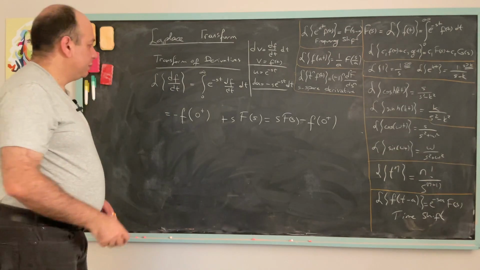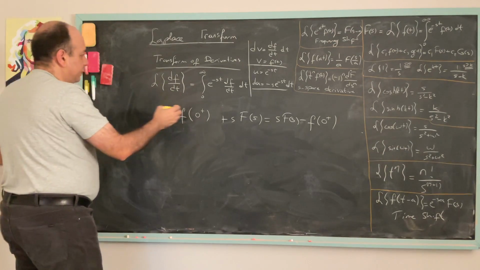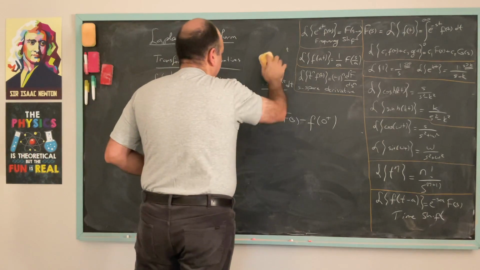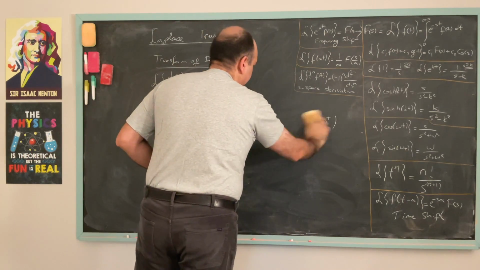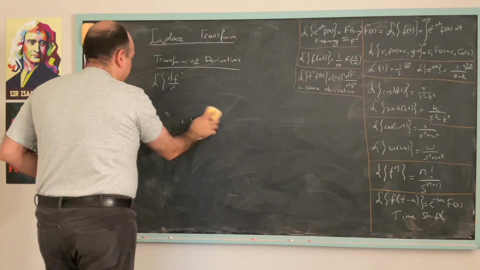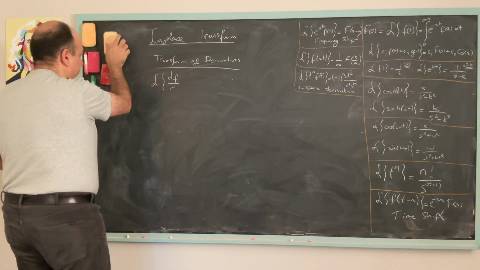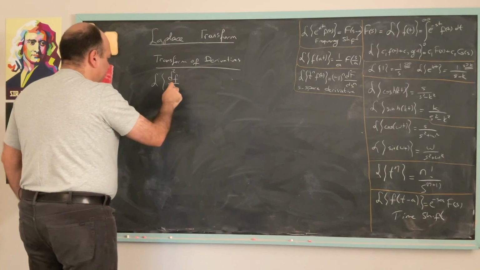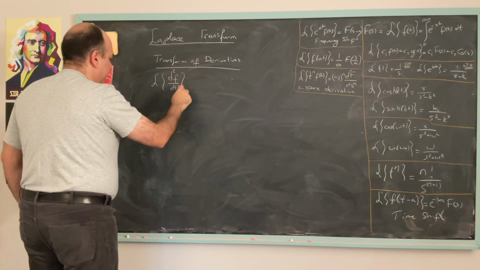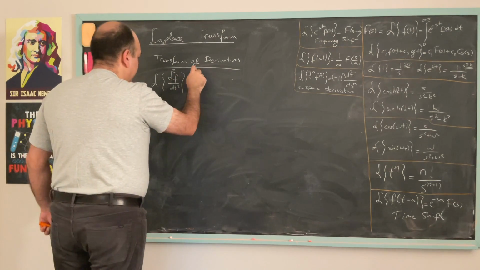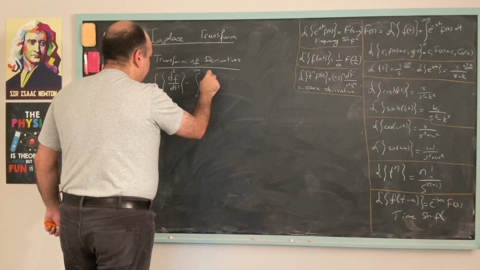Similarly, we can do the second derivative. Let's do that, and then we will write down a general relation. So I'm going to do d squared over dt squared, the integral from 0 to infinity. I'm going to be a little bit careful here.